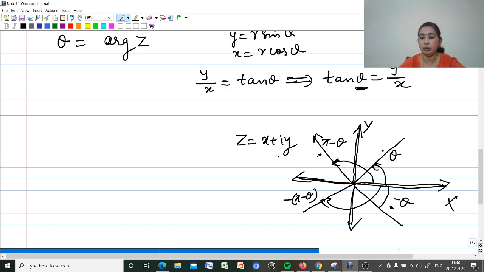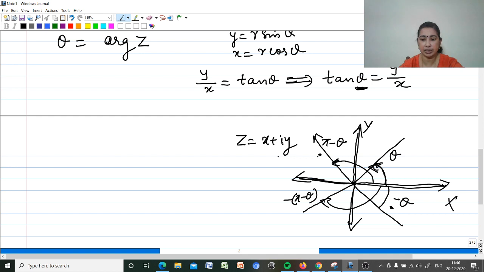So in the 4 different quadrants, you should understand what angles you have to take. In the first quadrant, we take the angle we get here, that is theta itself. In the fourth quadrant, we take the negative of that angle. In the second quadrant, it is pi minus theta, and in the third quadrant, minus of pi minus theta.